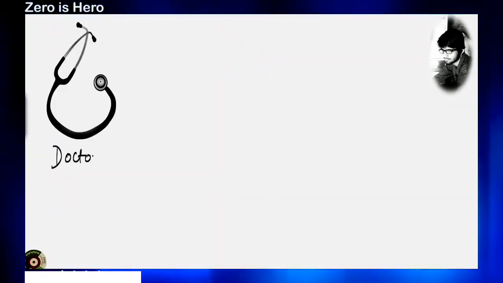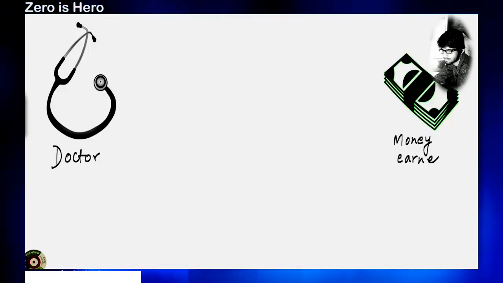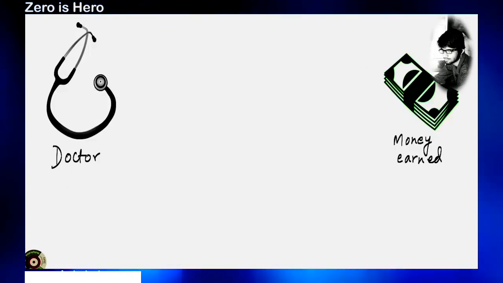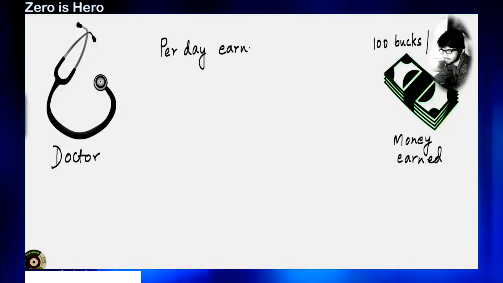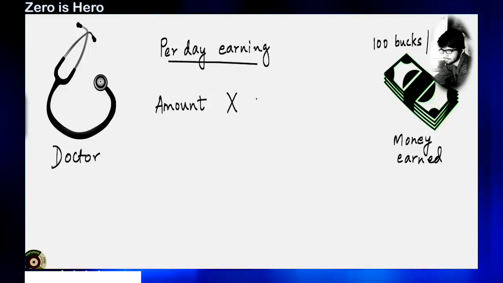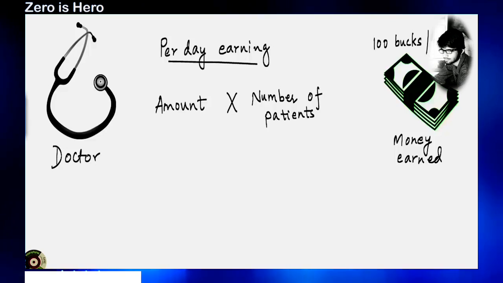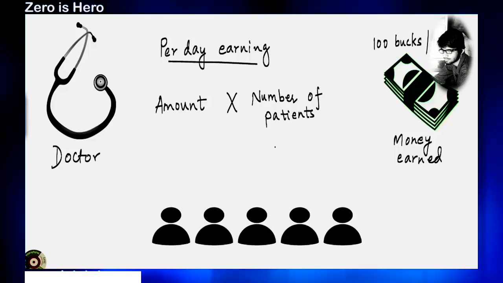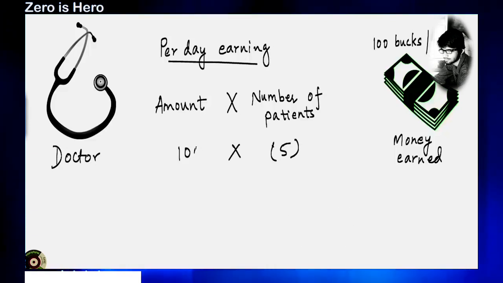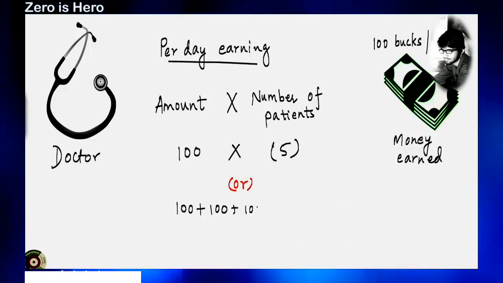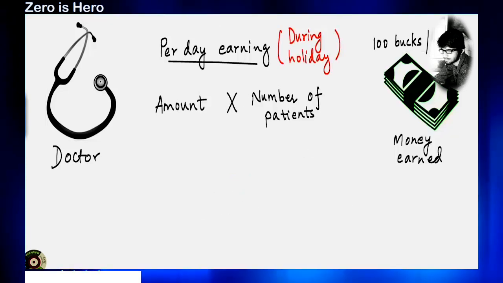Let's now assume you are a doctor and you calculate total money earned at the end of the day. Suppose you charge 100 bucks per patient. So to calculate per day earning, you would multiply the amount with number of patients you examined, right? If you had 5 patients, then to know the total earning, you would multiply 5 and 100, or you would add 100 5 times.